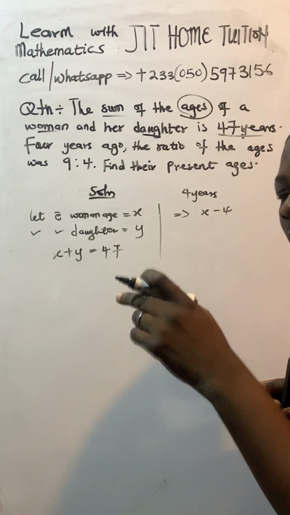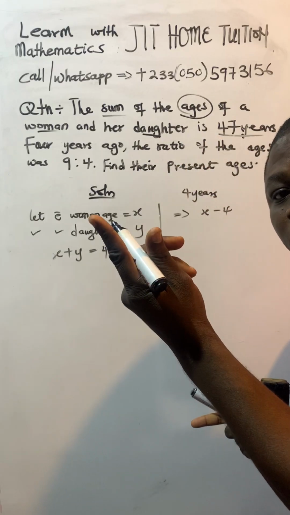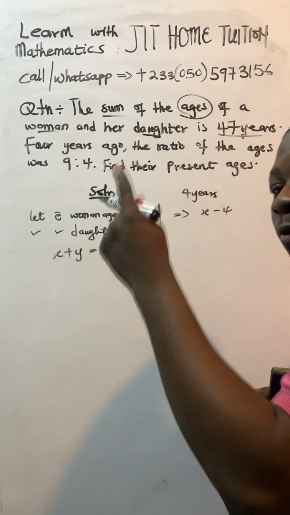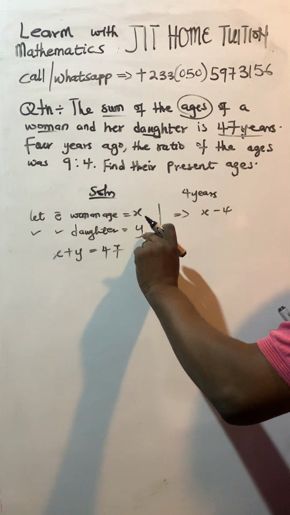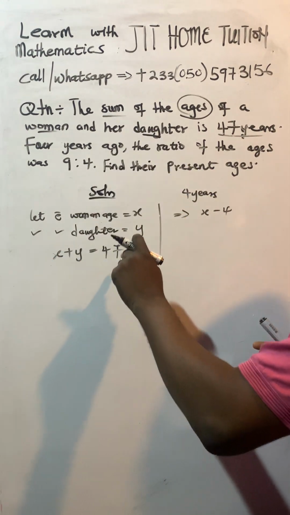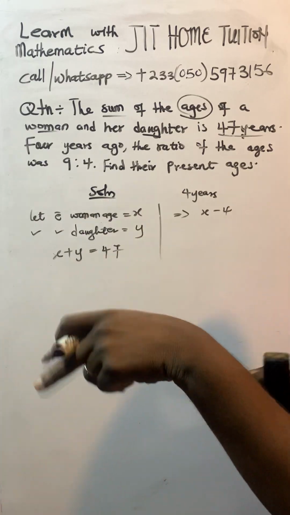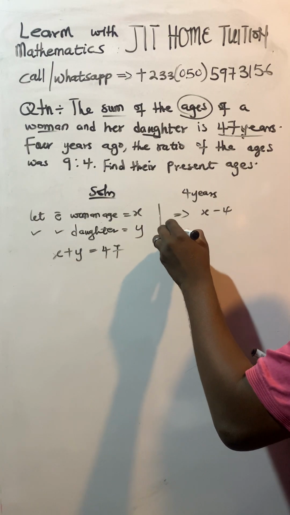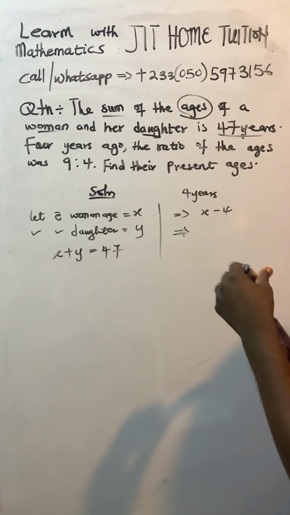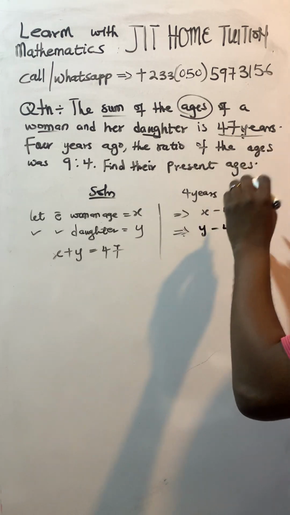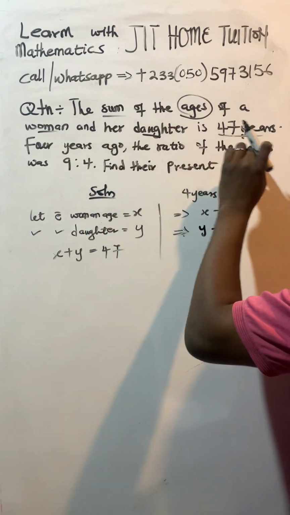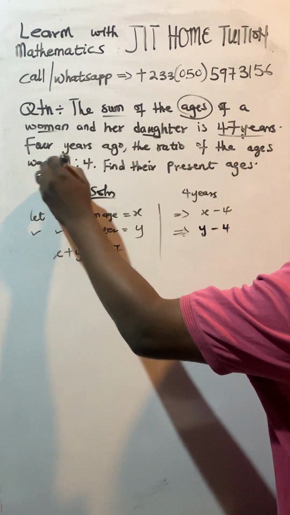We don't know. However, if you want to know the age of the woman 4 years ago, you need to subtract 4 from the current age, which you don't know. Likewise, you subtract 4 from the current age of the daughter, which at the moment we don't know. So that will become y minus 4. Notwithstanding, the question is saying that the ratio was 9:4.